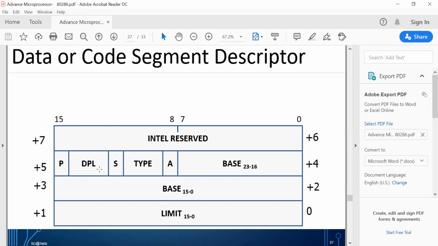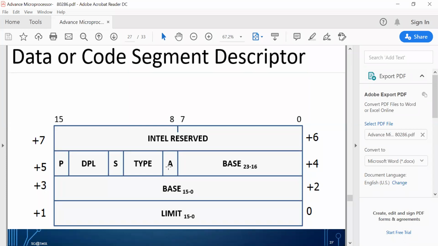These bytes have certain significance, like A. A denotes accessed, meaning whether the segment has been accessed or not. If A equals 0, that means the segment has not been accessed. And if A equals 1, then the segment selector has been loaded into a segment register or used by selector test instructions.